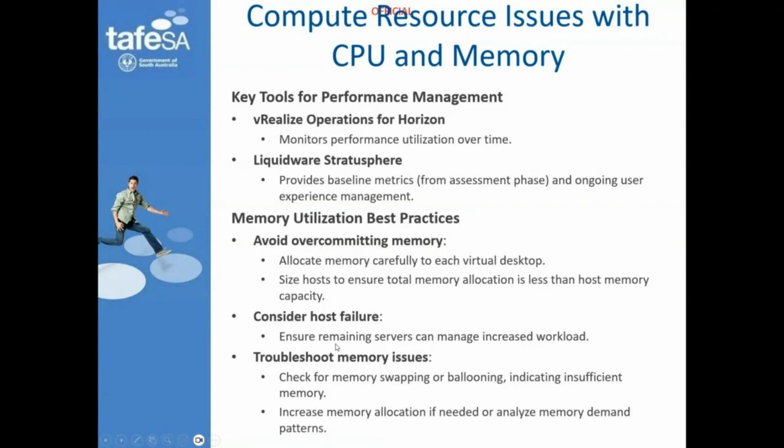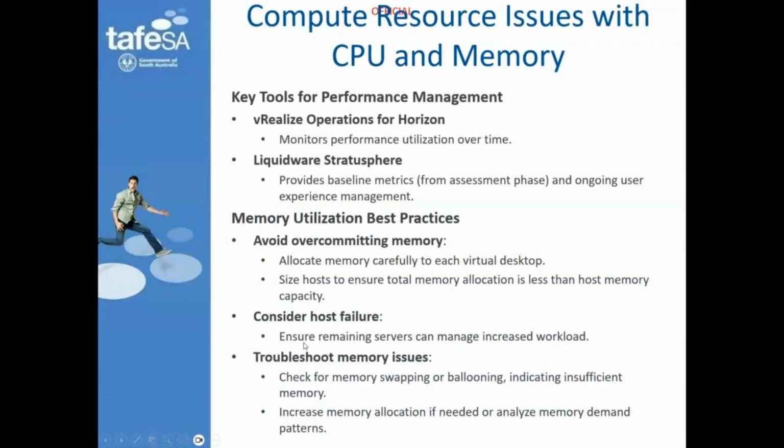Memory utilization best practices. Avoid overcommitting memory. So again, if you allocate too much memory to each one of those systems, then there's less memory for others to use. So allocate memory carefully to each virtual desktop. And don't forget, if you allocate too much, your virtualization infrastructure might start using virtual memory, which is very slow. Size the host to ensure that total memory allocation is less than the host physical capacity. Let's say your host has 128 gigs of RAM. You don't want all the instances to add up to be more than 120 gigs of RAM, for example.